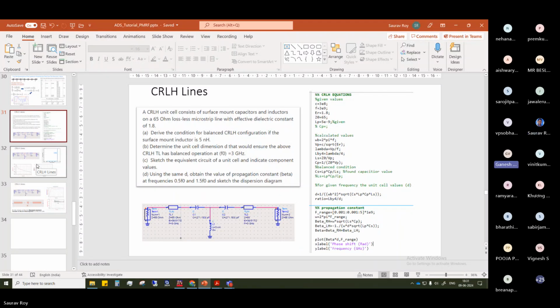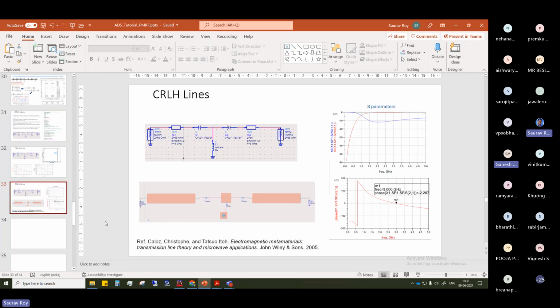The capacitor and the inductor are physical parts connected over the line? Yes, SMD components. In case you are saying 3 gigahertz, any inductor or capacitor will have some self-resonant frequency. So how do you select that capacitor and inductor part? You have to take the model from the data sheet and put it here, and then you have to tune a little bit and see.